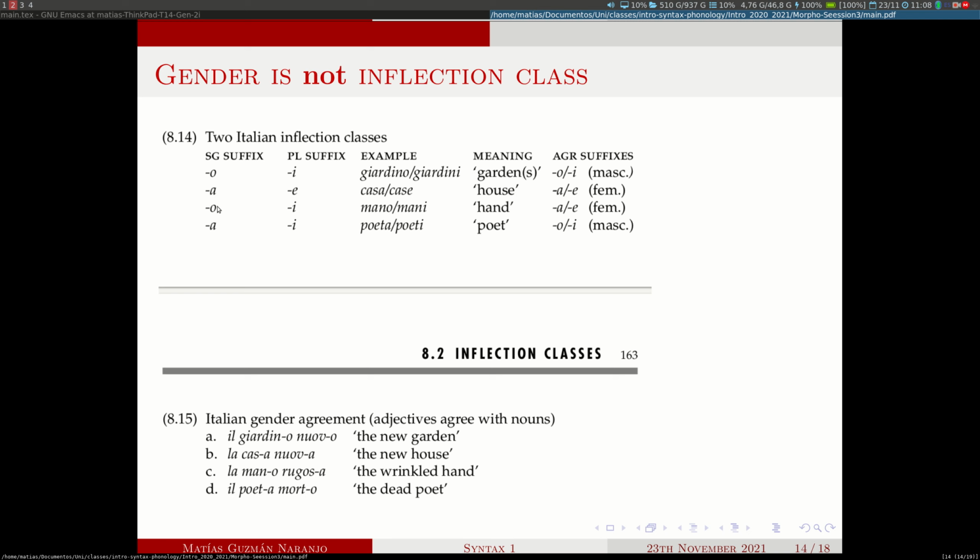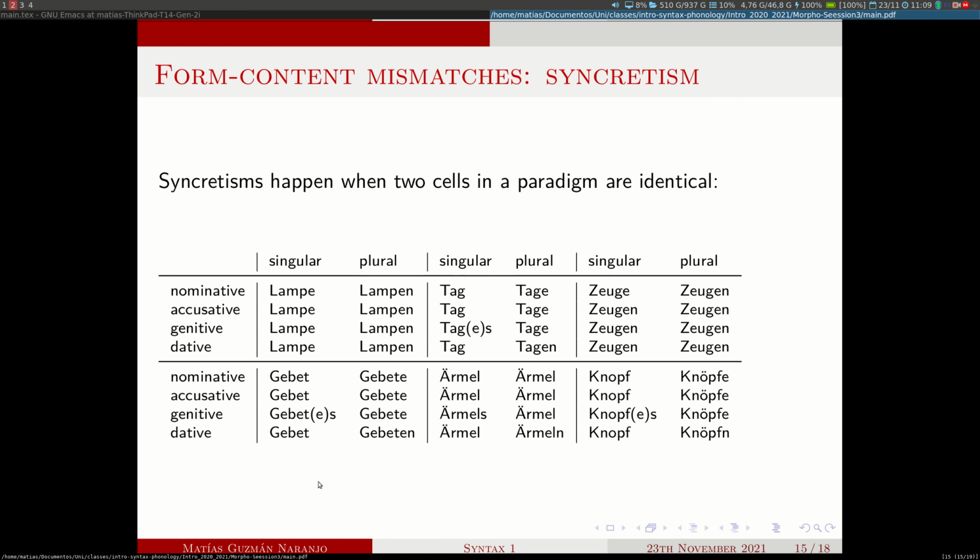However, independently of the actual affixes that happen on the noun, you see consistent agreement affixes on the adjective. Here's the adjective, and the adjective is what shows you the gender. You see a mismatch between actual affixes, but there is no mismatch in gender agreement. Poeta is masculine, and as such it shows masculine agreement. So again, very important, gender is not the same as inflection class.